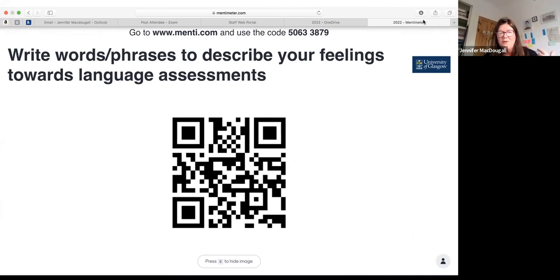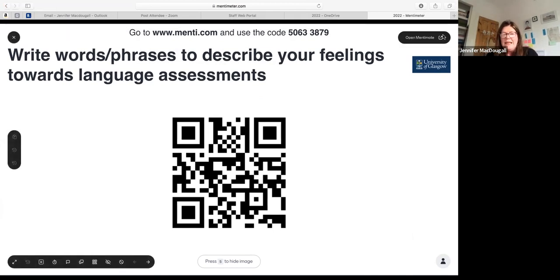www.menti.com and there's a code, or you can use the QR code with your phone, which is much easier and it should take you directly there. And I'd like you just to write down any feelings you have about the language assessments you're involved in. How does language assessment make you feel? Words or phrases?